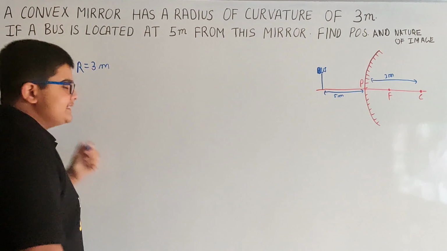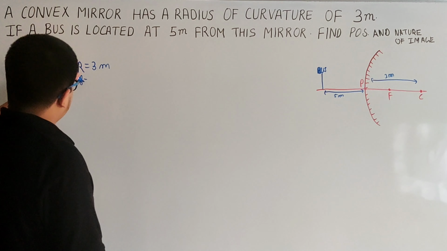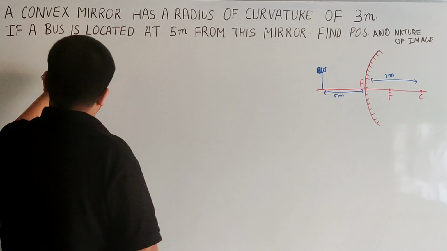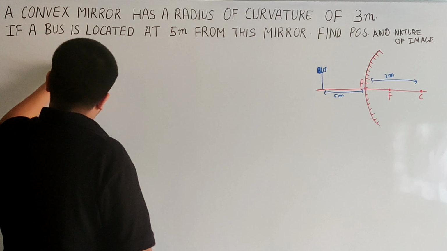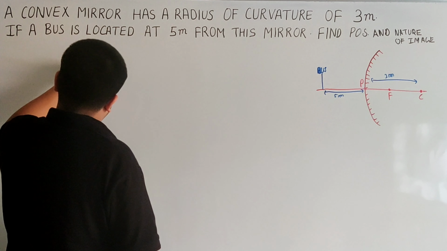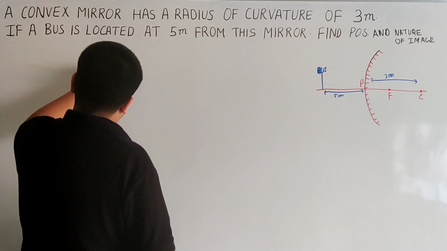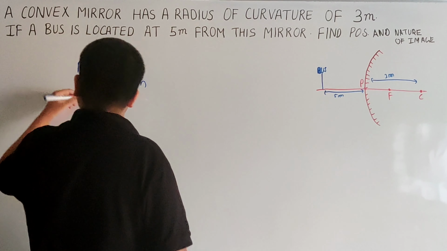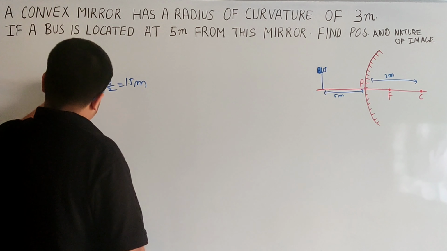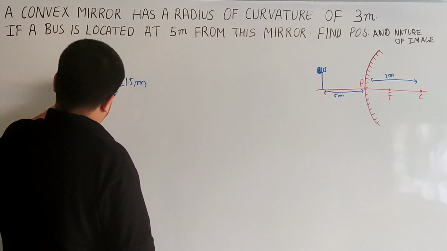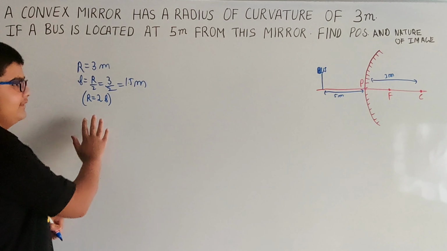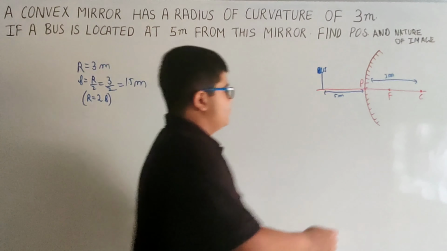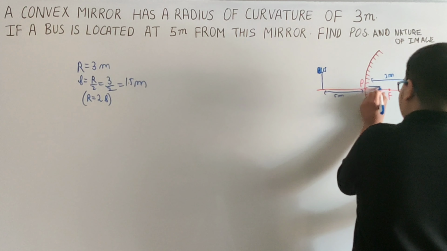So therefore we can say that the focal length will be half of the radius. It will be r/2, that is 3/2, that is 1.5 meters. This is because radius is equal to twice the focal length. We have already studied this in the first lecture. So now this distance will be 1.5 meters.